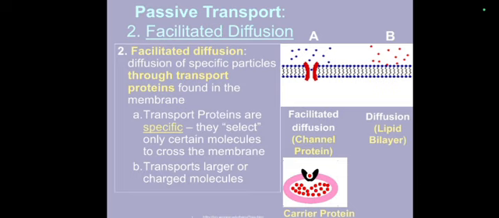Next, facilitated diffusion. It is a diffusion of specific particles through transport proteins found in the membrane. It is characterized by transport of substances along their concentration gradient or electrical gradient. Carrier proteins present in the cell membrane help in this type of transport, and it does not depend on energy.